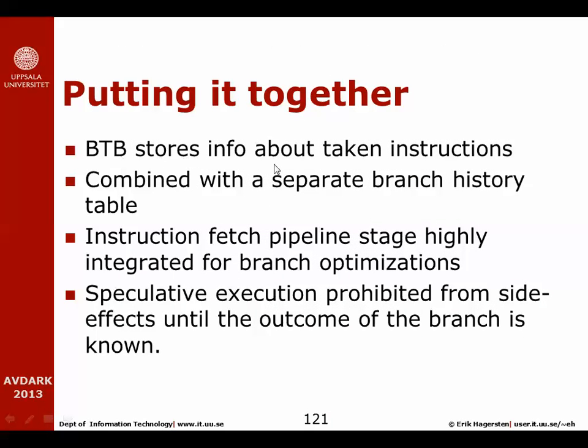So the branch target buffer stores information about the taken instruction, and of course, as I already said, the branch target buffer is integrated in the instruction fetch pipeline stage, because that's the point in time in the pipeline where you need to make these guesses. And also, as we discussed before, we have to make really sure that the speculative execution that started based on one of these guesses cannot have any side effects on the state of the processor.